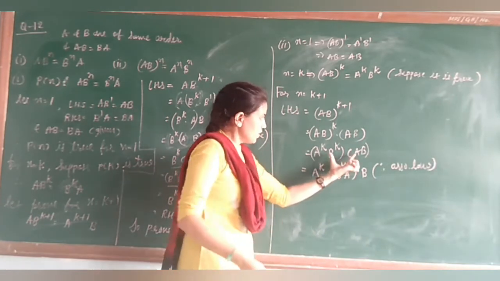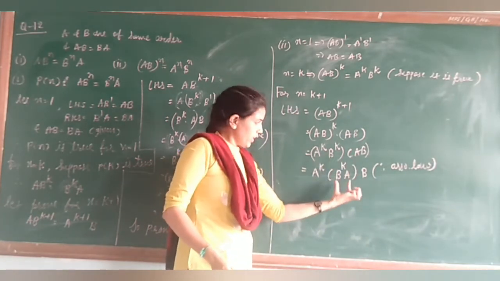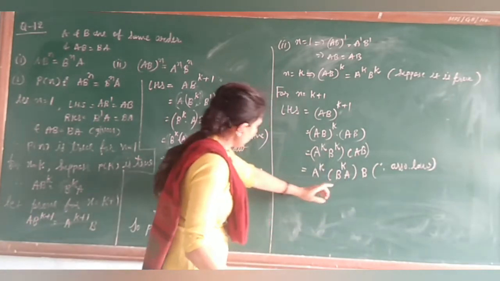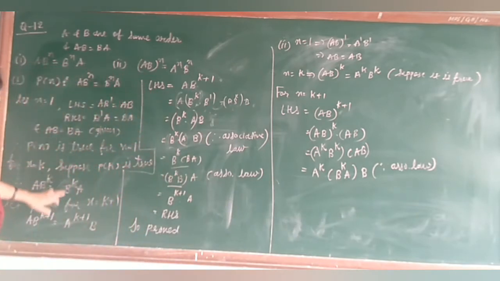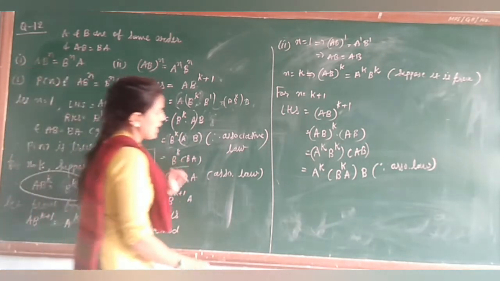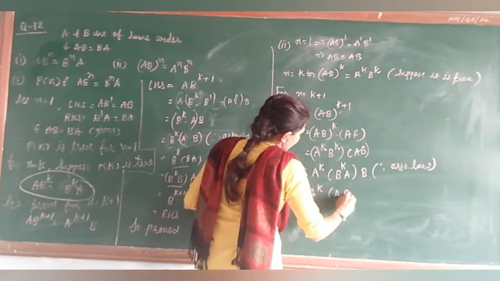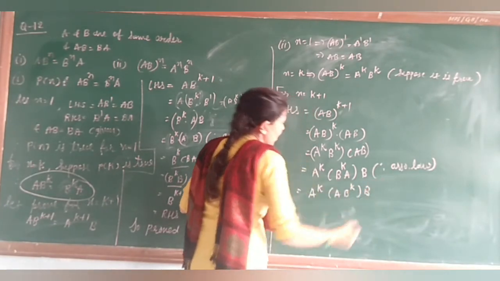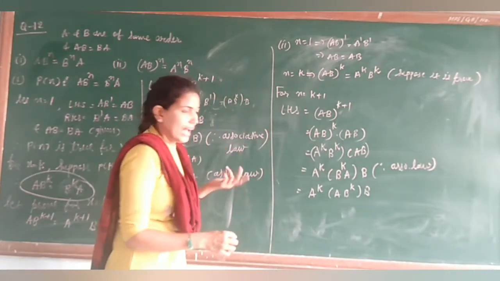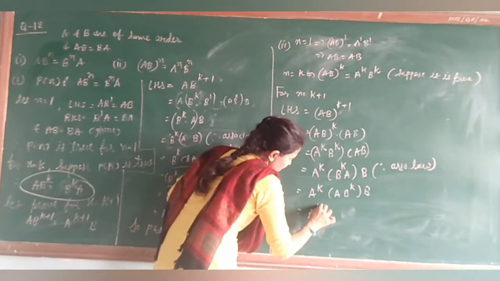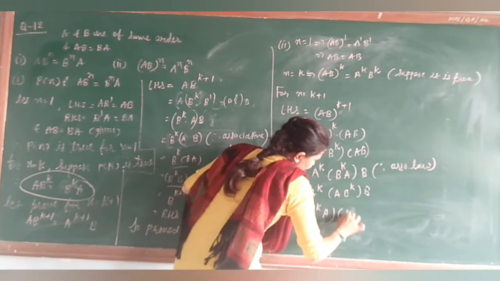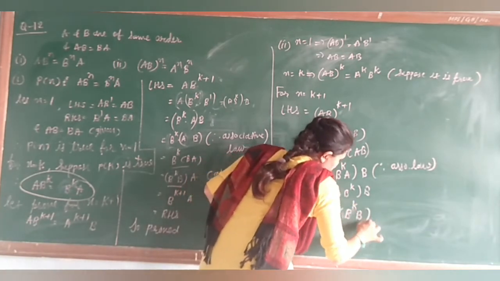What have I done? First I multiply b raised to k into a. Now what is b raised to k into a? Here you can see, it is ab raised to k. So that we write here from P1. Okay, ab raised to k into b. Again we apply the associative rule. So in any bracket we can apply: a raised to k into a and b raised to k into b.